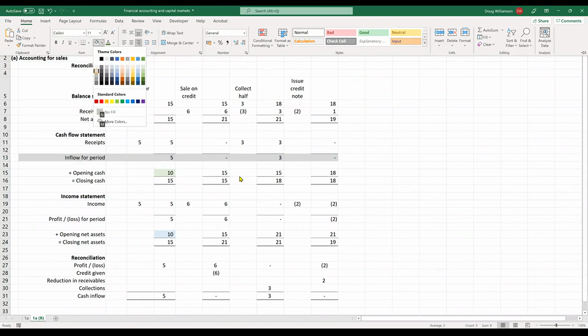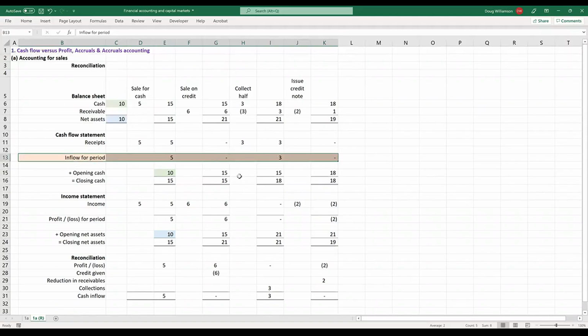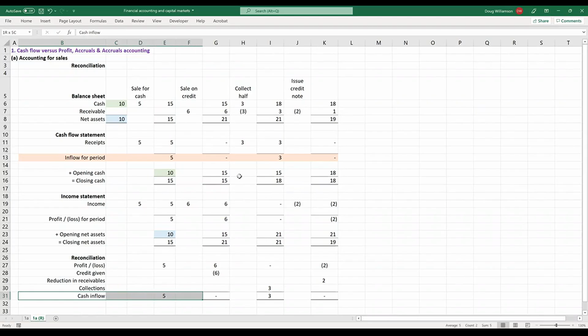Let's shade them like that. And the cash inflow numbers are these ones. Now, cash inflow is hugely important. Profit is hugely important.